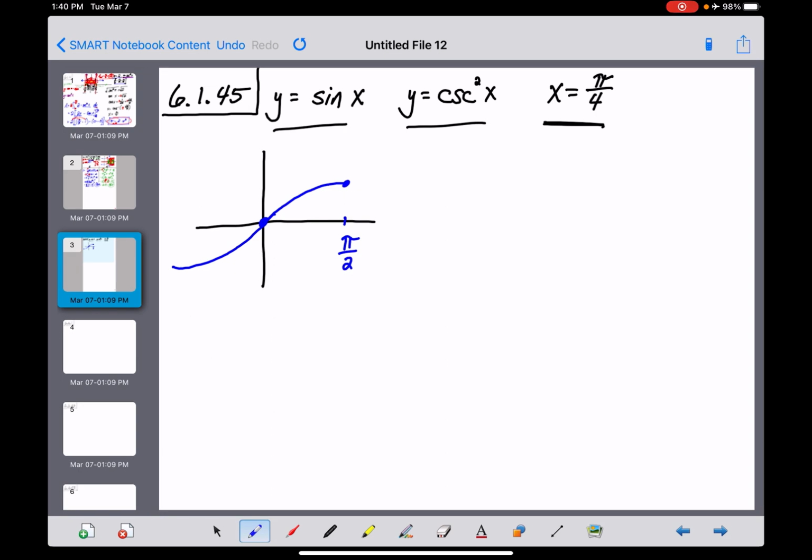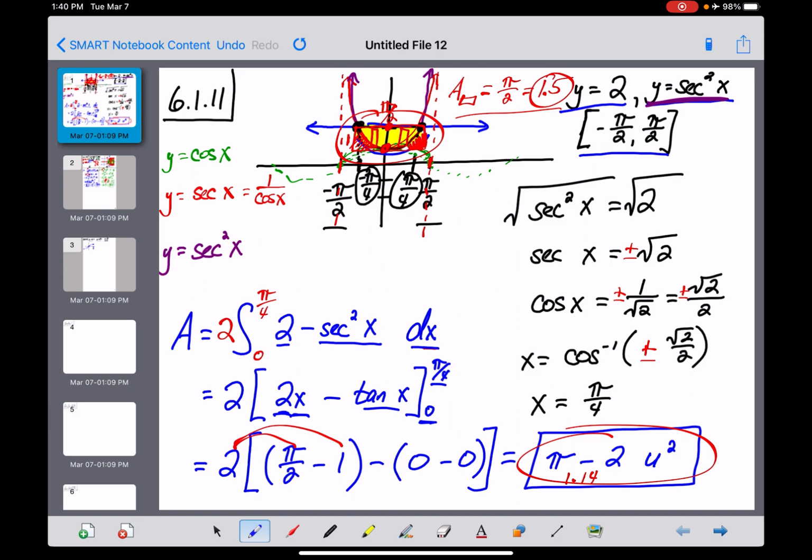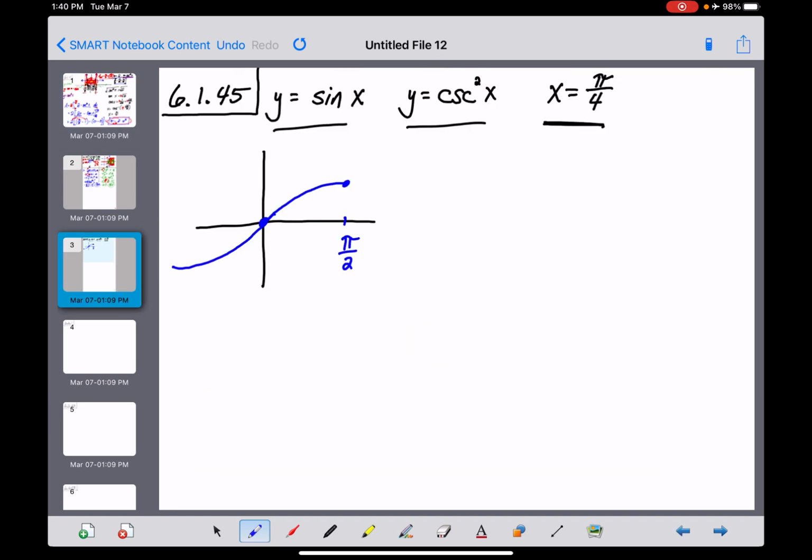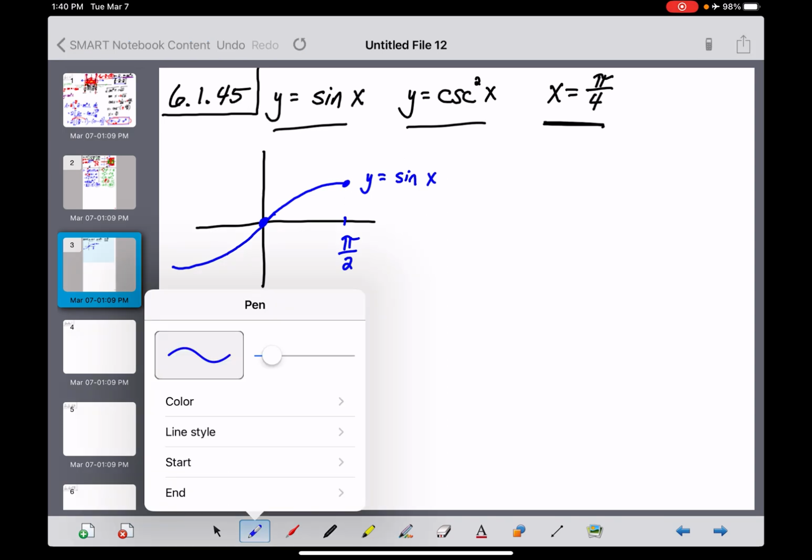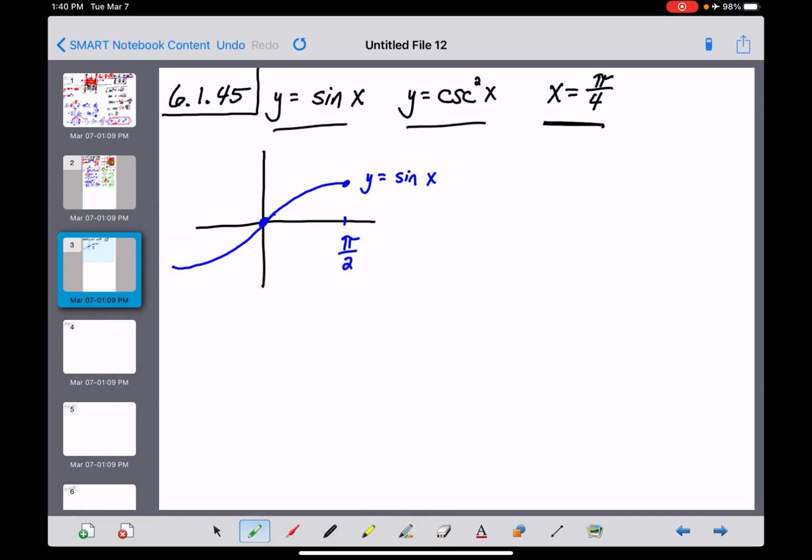Now, the graph of cosecant squared. I actually just did that in a video that I made about, nope, I lied, that was secant squared. So let's try that again. The graph of cosecant squared. Well, what we're looking at in blue here, guys, is the graph of y equals sine of x. Cosecant is the reciprocal of sine, so let's talk about how we might come up with the graph of cosecant of x. I'm going to do that in green.